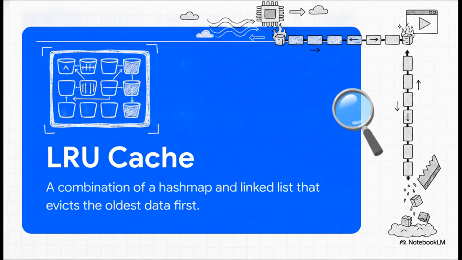It's a brutal, highly efficient combination of a hash map and a doubly linked list that evicts the oldest data first. The hash map gives you those instant lookups, while the linked list pushes recently used items right to the front and silently chops the forgotten data off the back. It keeps your CPU and browsers blazing fast by just letting go of what you haven't touched in a while.